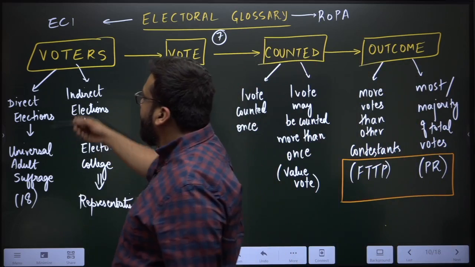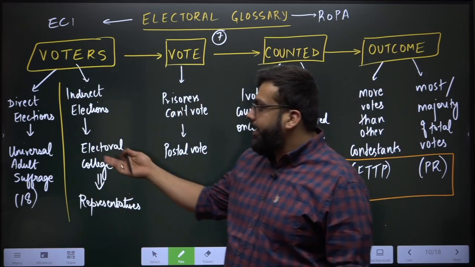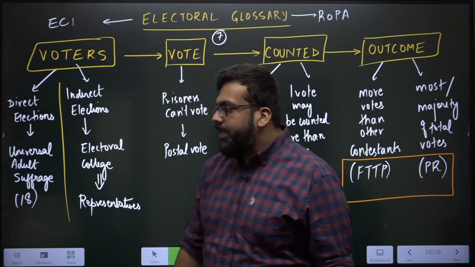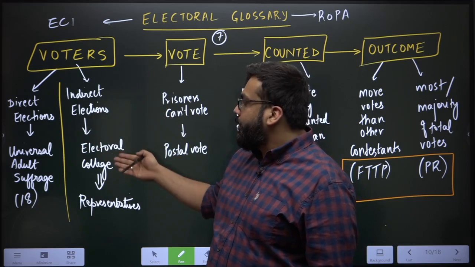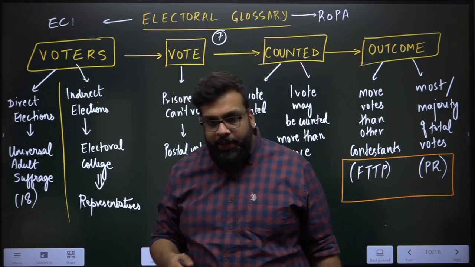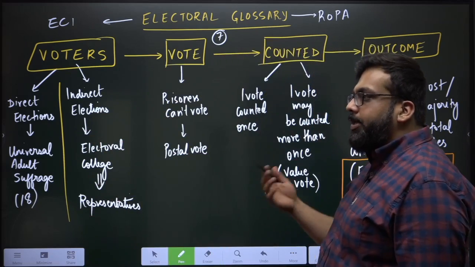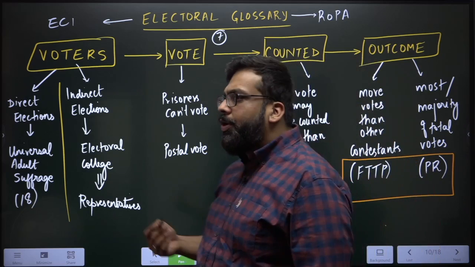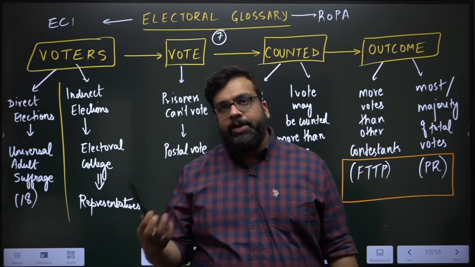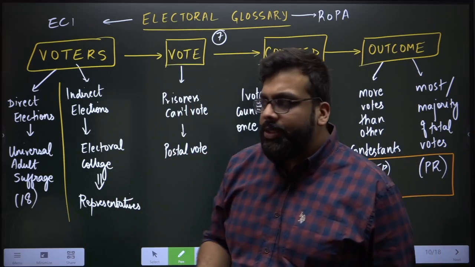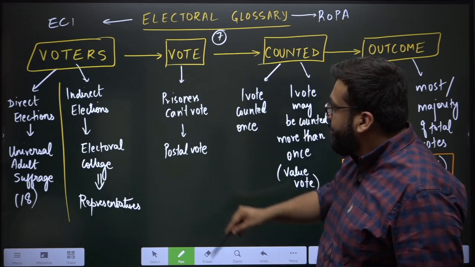As we've discussed before, you will have you and I as your average voter in a direct election, called universal adult suffrage. You will have representatives who will be your voters in an indirect election, how your MLAs are your electoral college for Rajya Sabha elections for that particular seat in a state, or your Lok Sabha, Rajya Sabha and your state elected MLAs are your electoral college for the election to the president. So that is an indirect election, that is your electoral college.